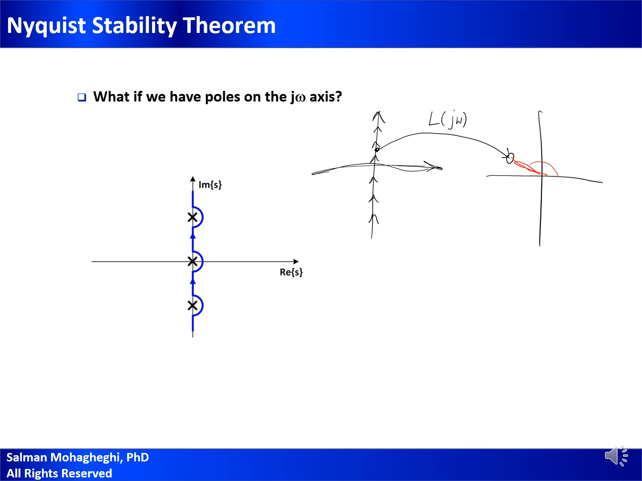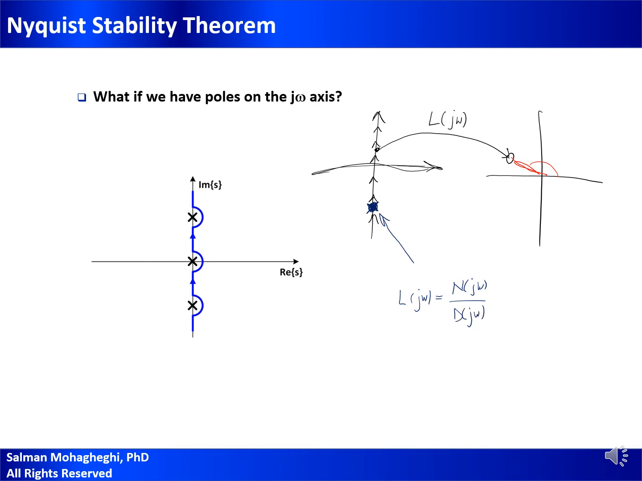Now what happens if I have a particular pole, open loop pole that is, along the j omega axis? So let's say this is the pole for me. At this particular frequency, L of j omega is going to be some numerator divided by some denominator.